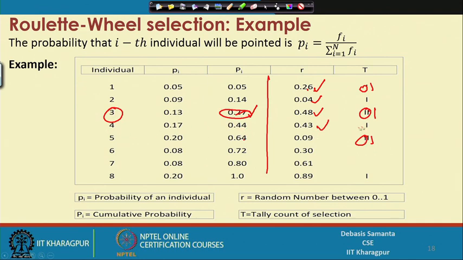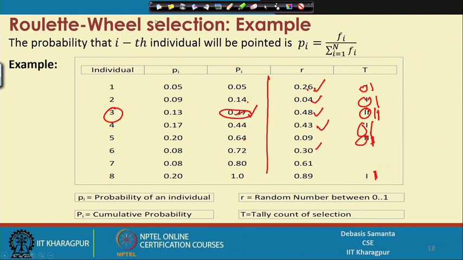So the 4th element will be selected. Then 0.9 is this one, so 2 will be selected. Then 0.30 is under this category, so 3 will be selected. 3 was selected first, then 3 is selected again. Then 0.61 means 5 will be selected. Earlier 5 was selected once, now 5 is selected a second time. And 0.89 means 8 will be selected.